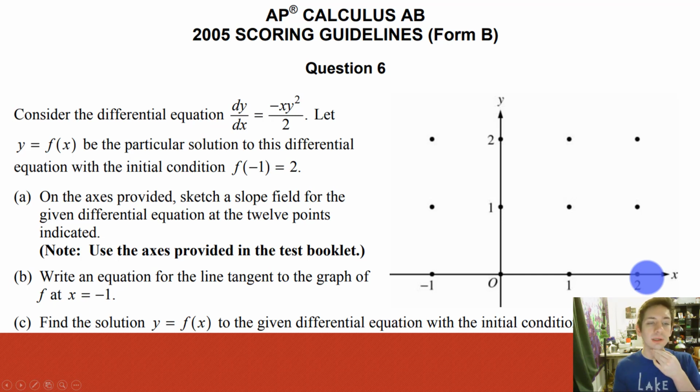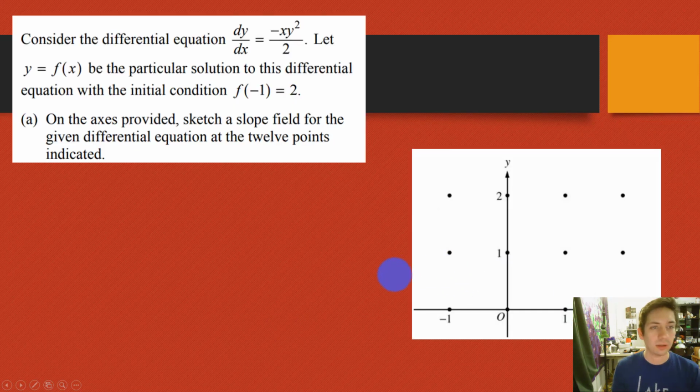Alright, let's do one more. I'm going to go through this one relatively quickly. But it's the same setup. Let's look at the questions real quick. We have a differential equation and we want to write the slope field, then we want to write the equation of a tangent line, then find the particular solution with the initial condition. Alright, nothing really new here.